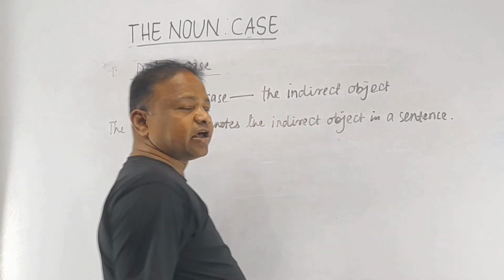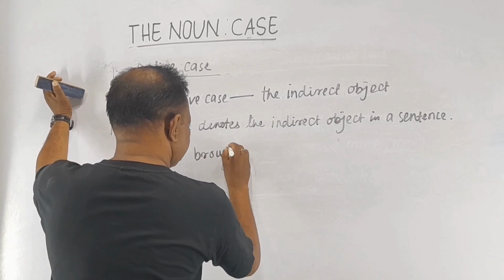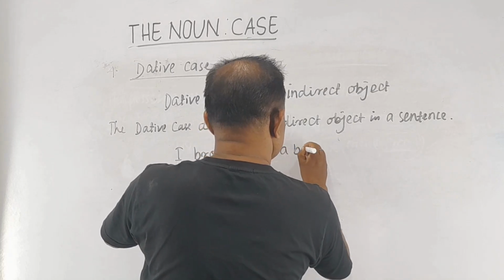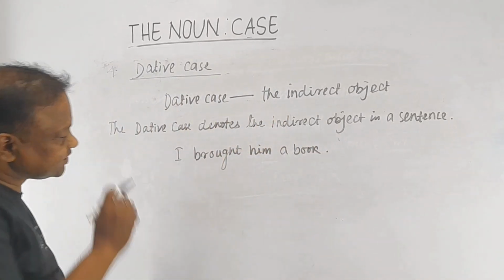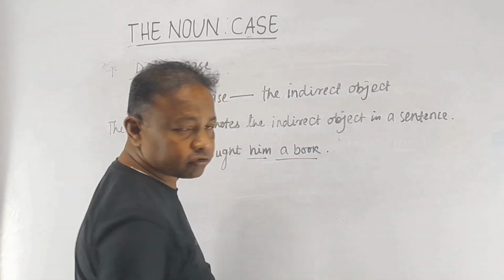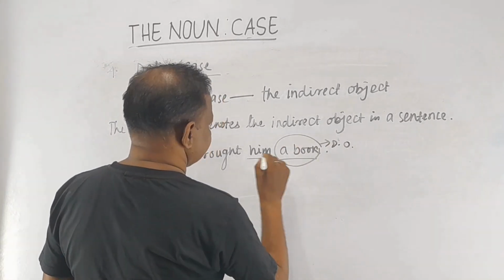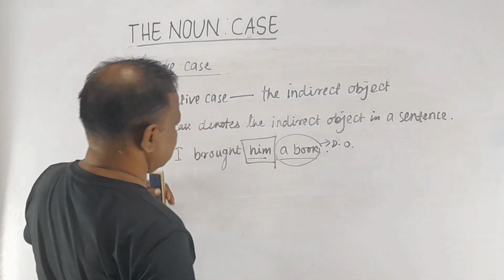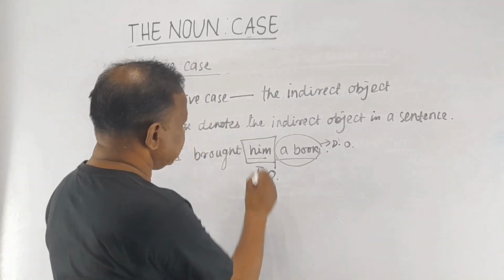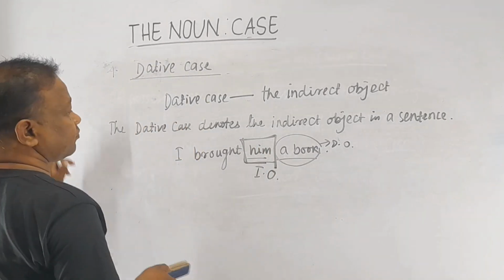Okay, let me talk about what the indirect object is. For example, I brought him a book. Listen, this sentence contains two objects. One is him, the next one is a book. Here, a book is the direct object. Here, the object him is called the indirect object. Okay, here we say him is in the dative case. Next one, number 5.